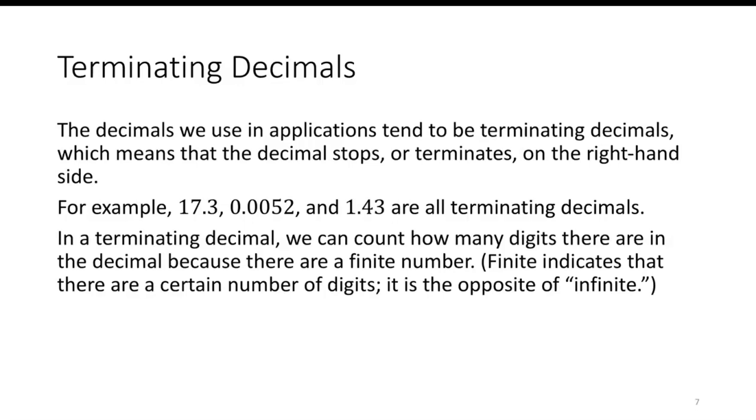In a terminating decimal, we count how many digits there are in the decimal because there are a finite number. If there are zeros after that, we can ignore all the zeros after that. But finite indicates that there are a certain number of digits. It is the opposite of infinite.